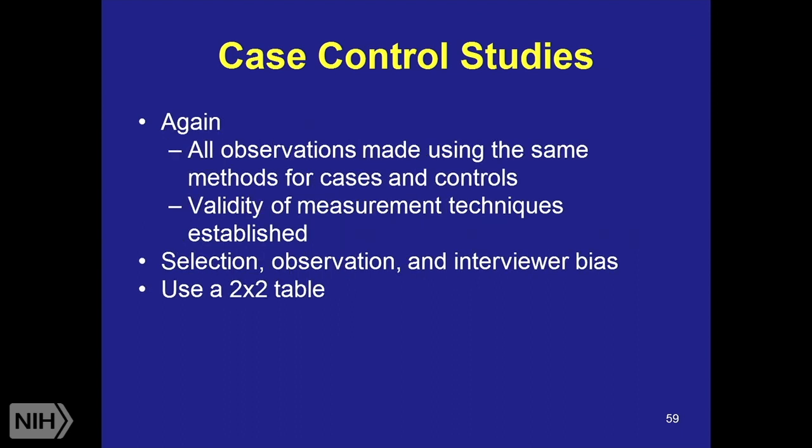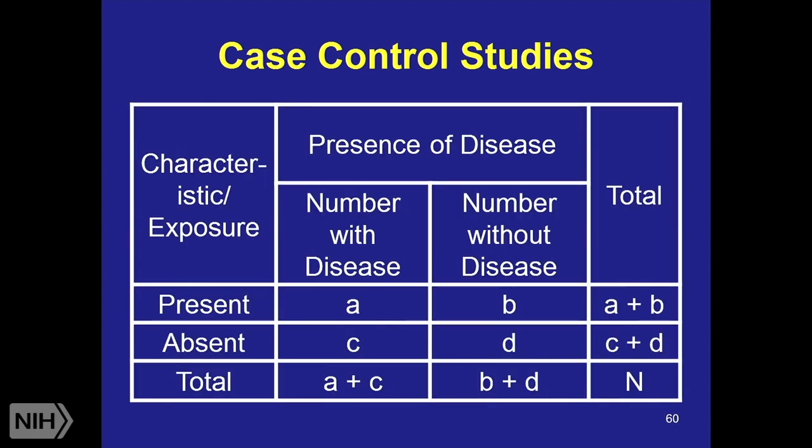So again, you'll see a lot of the same methods as you see for all the other studies. The validity of the measurement techniques are important, all that other stuff. You have all the biases that can happen, selection, observation, interviewer, etc. And then we try to summarize it in a 2x2 table. Please don't. But this is what those 2x2 tables will look like. You'll see presence or absence of characteristics, presence or absence of disease. The only reason I'm showing you all these letters, well, beyond the fact that it's in most epidemiology textbooks, is because those letters are used to try to show how you calculate odds ratios, relative risks, etc. So I wanted you to have the pictures.